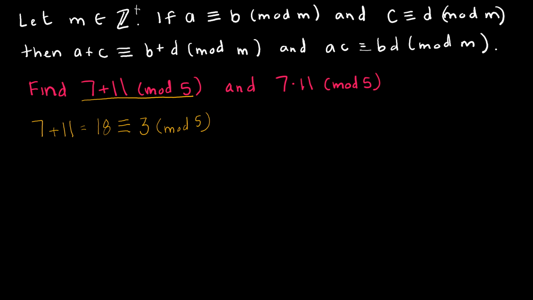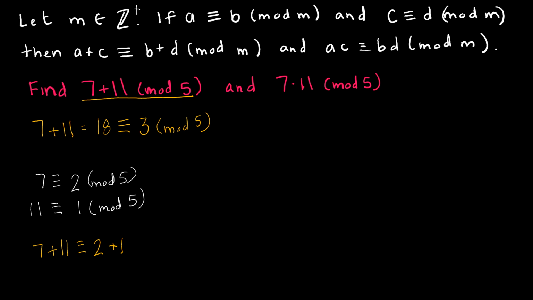Now let's take a look at the theorem. The theorem says if A is congruent to B mod M, so let's take a look at 7. What is 7 congruent to mod 5? Well, if I took 5 into 7, that would be a remainder of 2, so 2 mod 5. And 11 would be congruent to 1 mod 5. So if I wanted to do this question again, 7 plus 11 would be congruent to 2 plus 1 mod 5, which would be equal to 3 mod 5.